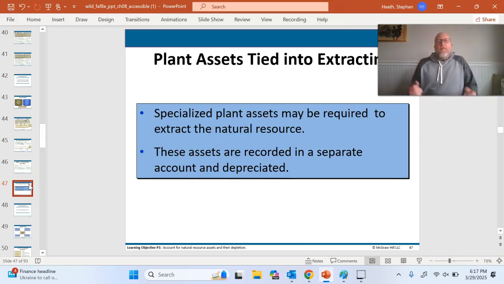This slide is basically saying if we have a natural resource, like if we're pulling ore out of the ground and we need some heavy tractors, the heavy tractors would be included as machinery and equipment, not part of the natural resource. And then we would just depreciate those machines based on their useful life. And we could use straight line, units of production, or double declining balance.